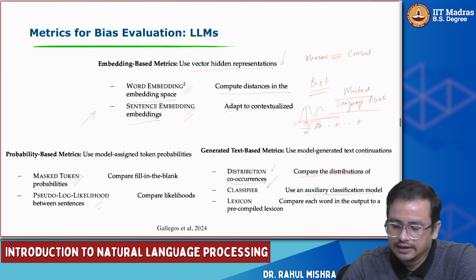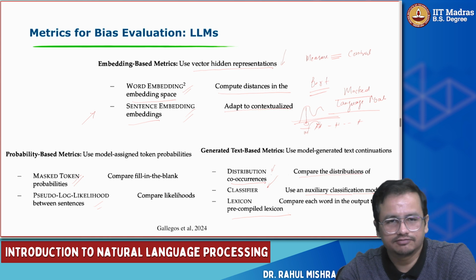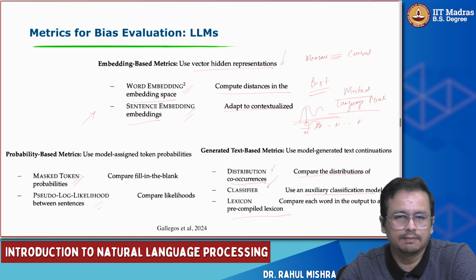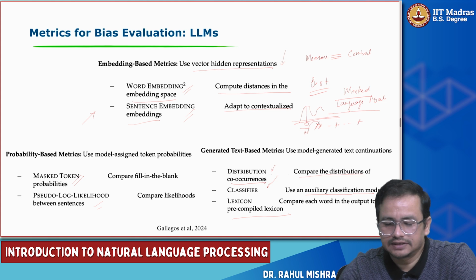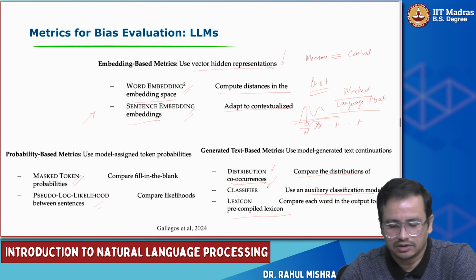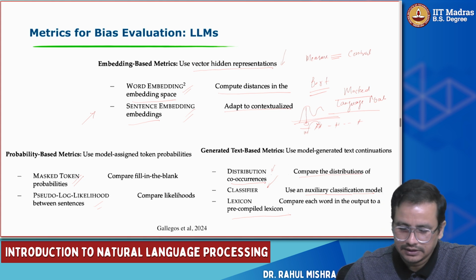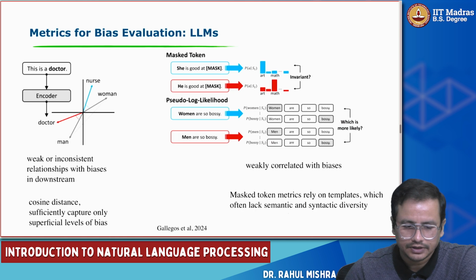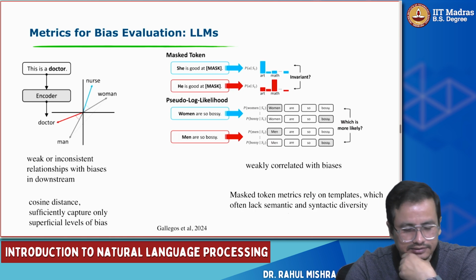Another method is to compare each word in the output to a pre-compiled lexicon. So we have a list of words which are already compiled, maybe humanly curated, and then we predict the next word, let's say, in autoregressive fashion, text is generated and the next word is predicted and generated. Then we'll compare this with a pre-compiled lexicon, whether it's from the lexicon or not, whether it's a biased word or not, right? So depending on that, we'll be giving a score, right? So now we can discuss in detail.